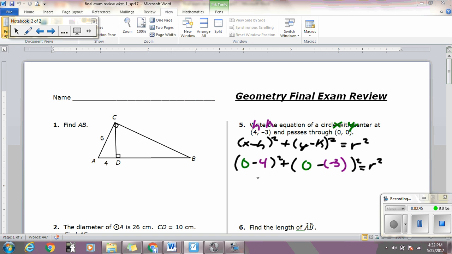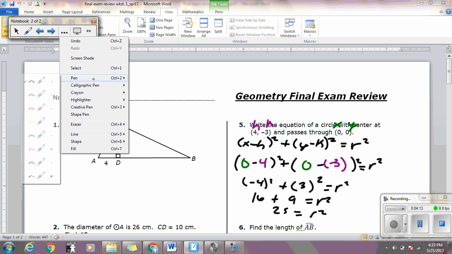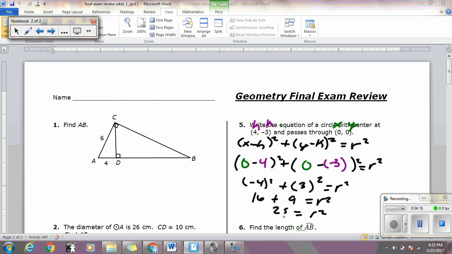Okay, so the first thing you would do is 0 minus 4, which gives you a -4. And then 0 minus -3, that's a double negative, so it's 3. -4 squared will give you a positive 16. 3 squared is 9. Add 16 and 9, you get 25. And then if we want r, we have to take the square root of both sides. So 5 is equal to r.